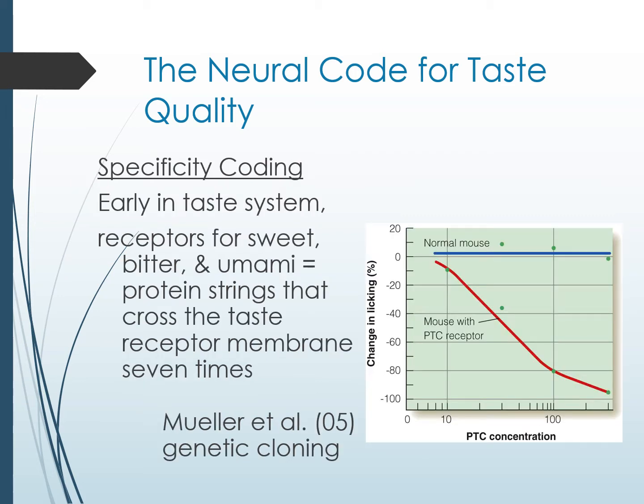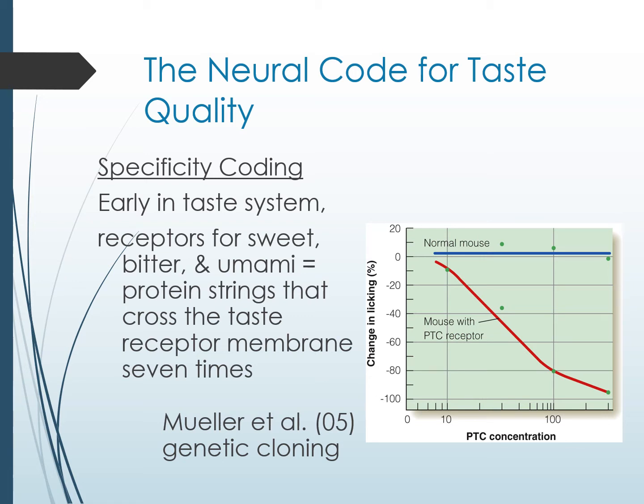We are also going to look at a number of studies here that found evidence for specificity coding, particularly early in the taste system. So actually the chorda tympani is very early in the taste system. That cranial nerve is coming straight from the taste receptors in the tongue to the medulla in the hindbrain. But what Ken Weller and his colleagues looked at was genetic cloning for particular taste receptors.